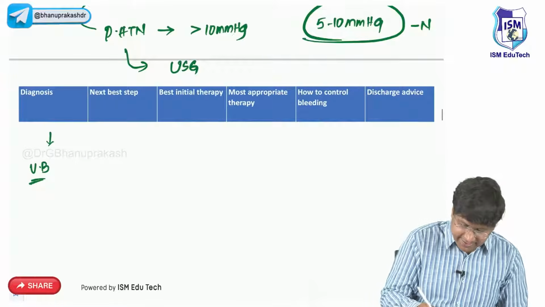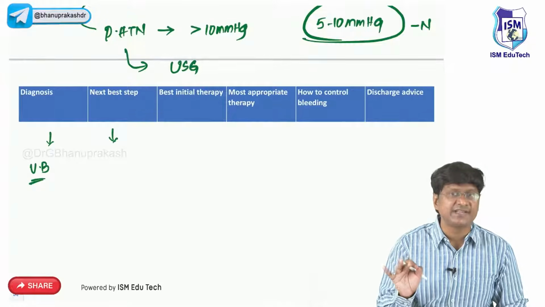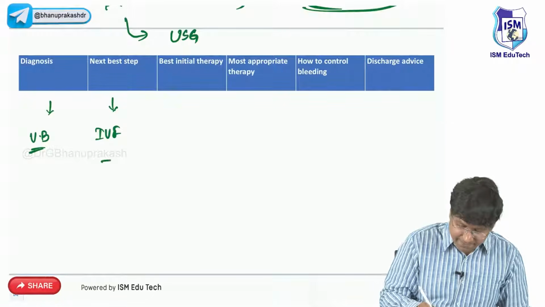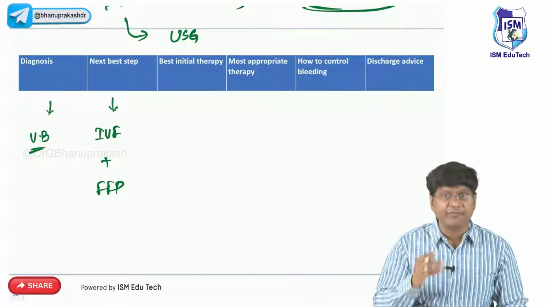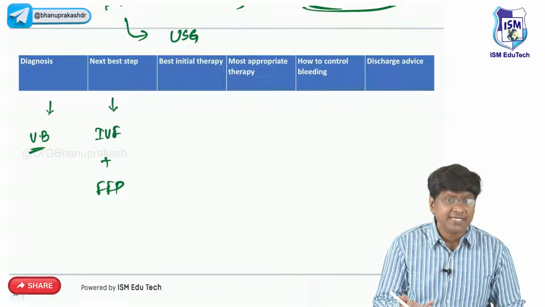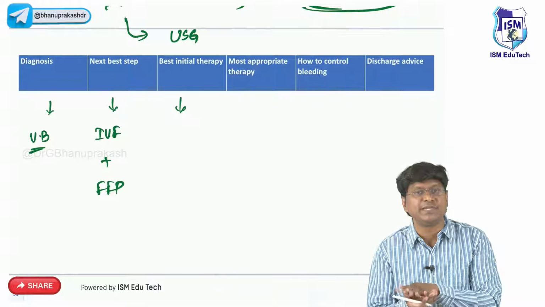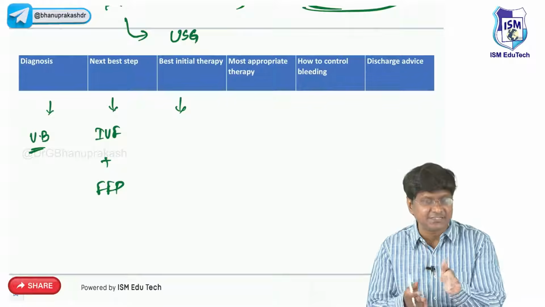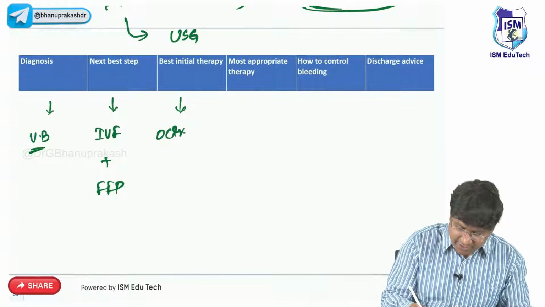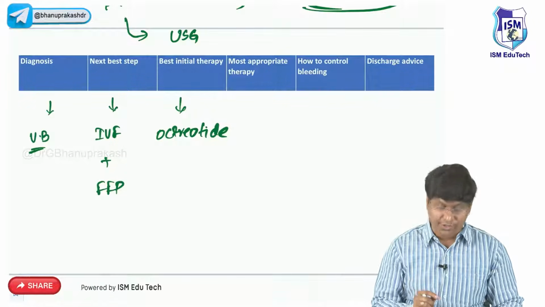Now, what is the next best step in this particular patient who is bleeding? Immediate resuscitation with IV fluids and blood products, that is, fresh frozen plasma, should be given. Why? Because the patient is hemodynamically unstable. Now, what will be the best initial therapy once the individual is stabilized? Once stabilized with IV fluids, you need to give somatostatin analogs, and the somatostatin analog that you can give is octreotide.